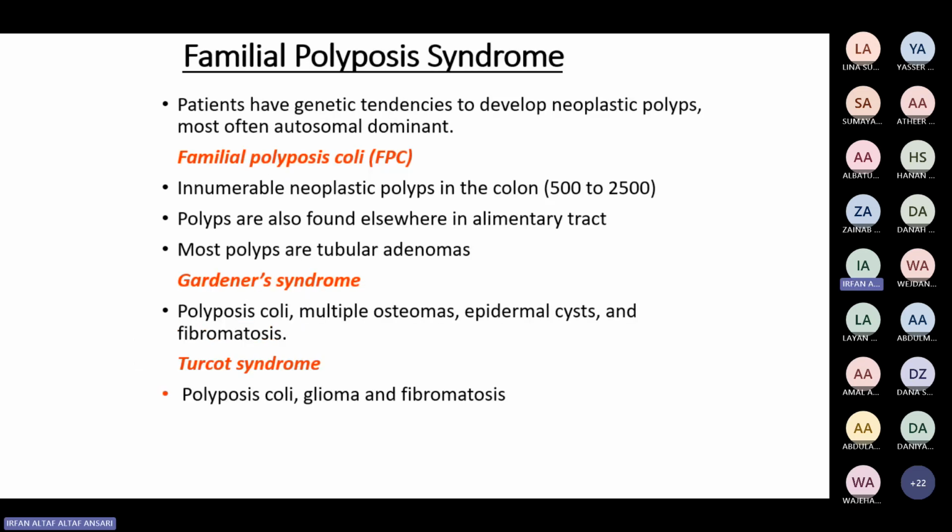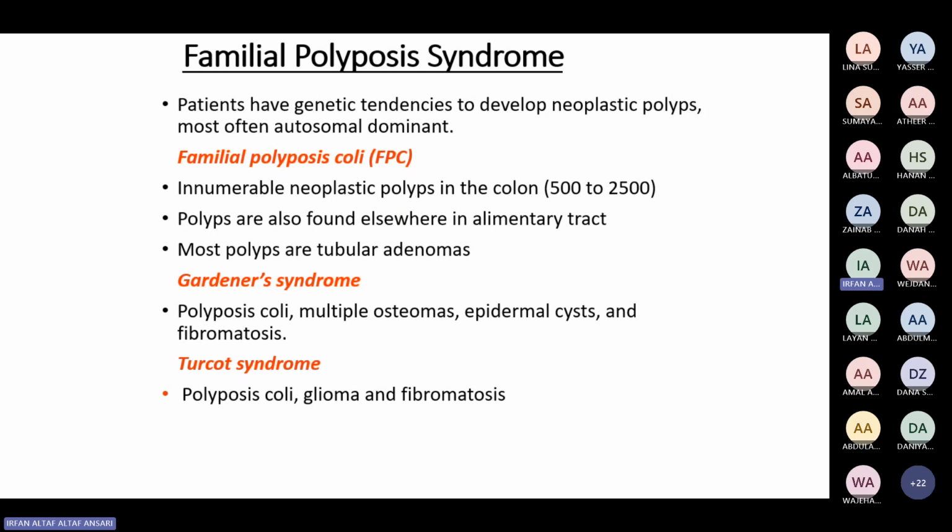Now we go to the familial polyposis syndrome. In this, patients have genetic tendencies to develop neoplastic polyps. They are mostly autosomal dominant, and these polyps, initially they are benign, but very rapidly they change into the malignant one. Okay, so what is this one?